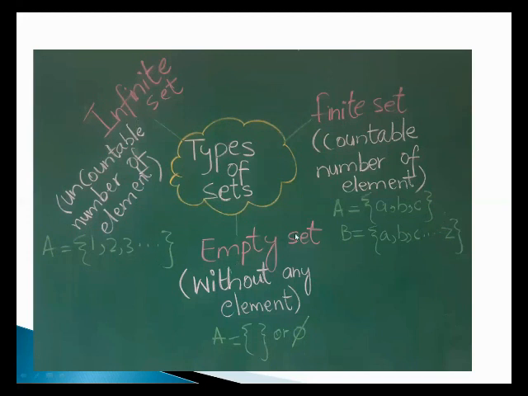The last is empty set. The empty set means without any element. It is a set in which no element is given. Like set A is equal to empty brackets, or this symbol. This symbol is known as phi. So sometimes for the empty set we use the empty curly brackets, or it may be represented by phi.